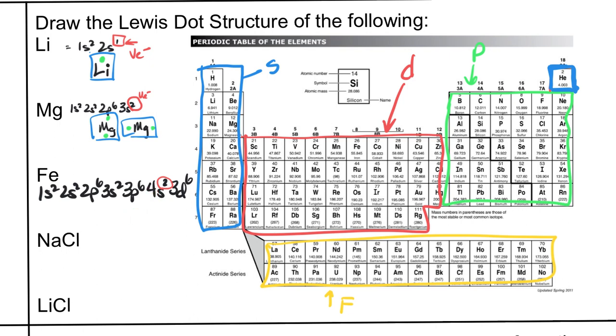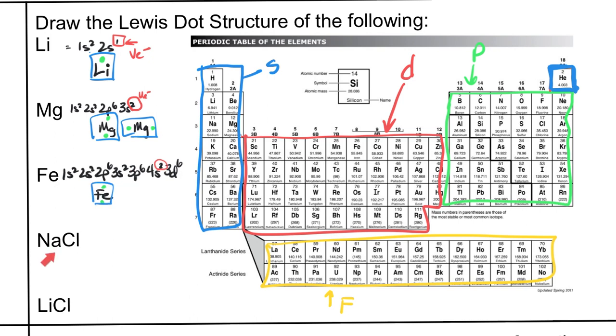And so when we do the electron configuration for iron, in this particular example, we're going to write down the symbol, and then we're going to have 2 dots, one top, one bottom. And so this here is your Lewis dot structure for iron.